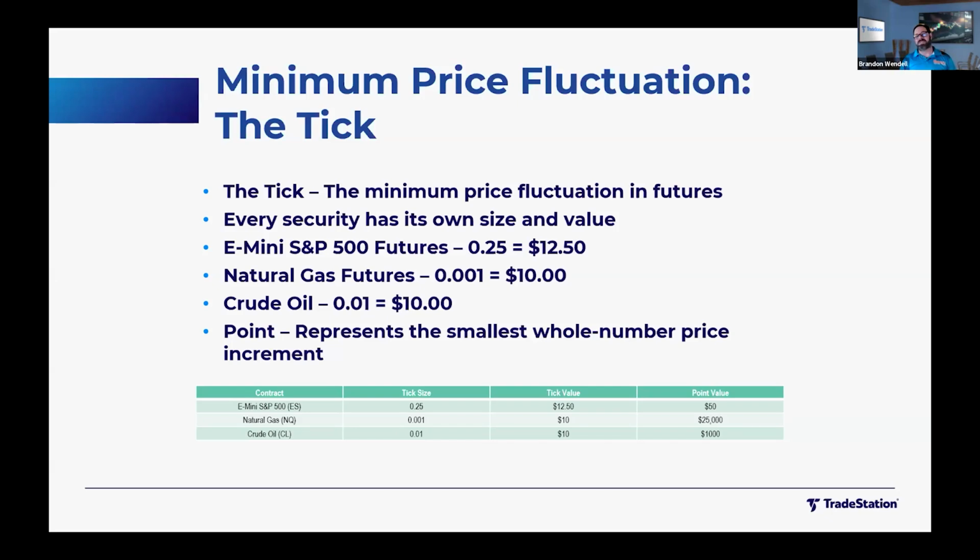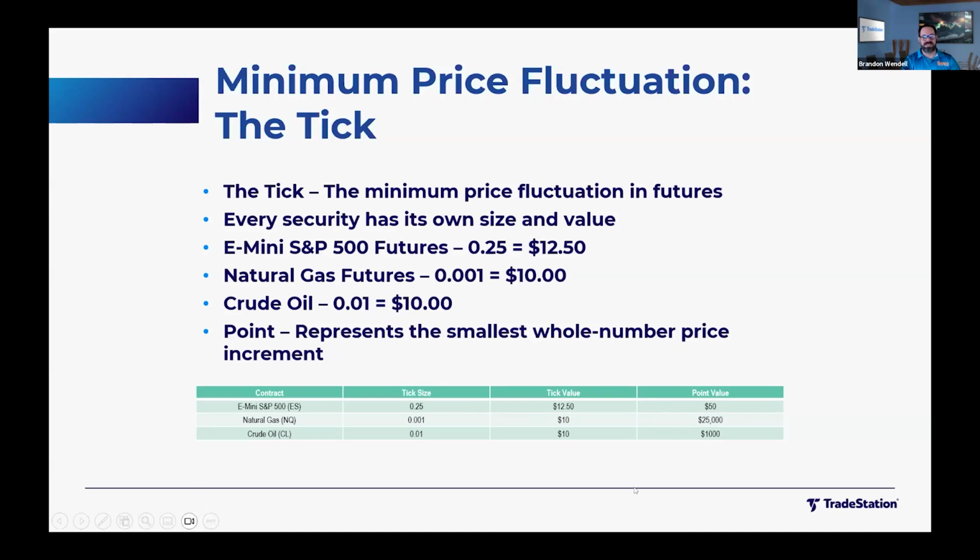Nat gas trades in a thousandth of a point, or 0.001. That's tens, hundreds, thousands. So that's $10. Crude oil trades in pennies. Basically, that's a tenth of a penny. This is a penny. So a point is a whole number price increment, and it can be made up of many ticks. For the S&P, 1 point would be 4 ticks because 0.25 is a tick. Crude oil, 1 point is going to be 100 ticks because it's every penny. So you'll see that a lot of times it'll be listed tick size, tick value, and point value.